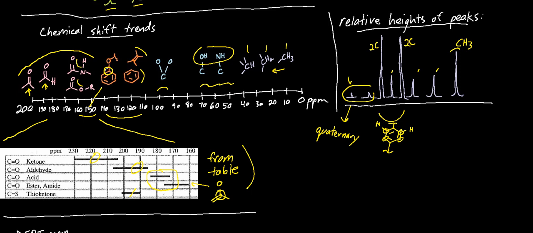The more deshielded one could very well be a quaternary carbon, like a carbonyl. All right, so just a little bit of, you can't be 100% sure that if it's taller or shorter, it's one or the other, but some very strong differences, you can assume that in your problem solving, for a while at least.